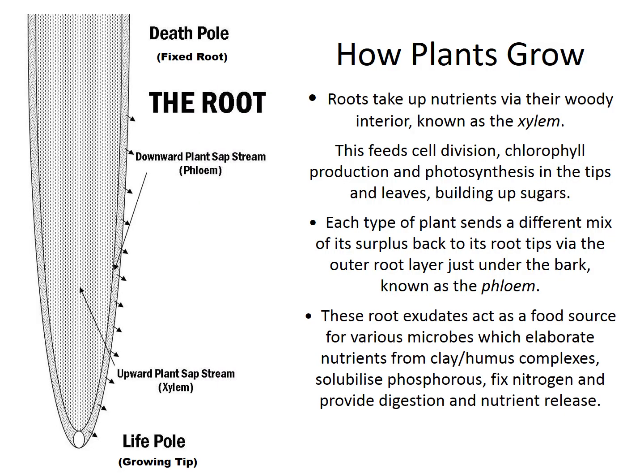But let's take a look at this diagram here. Just looking at the root of the plant, you'll see here the woody interior of the root is called the xylem, and underneath the skin of the root is where the downward stream comes from the foliage of the plant. It's called the phloem, P-H-L-O-E-M.